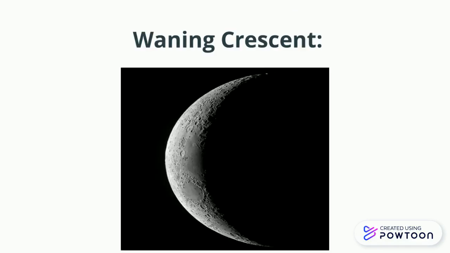During the waning crescent phase, a small sliver can be seen from Earth. This phase ends when the Moon and the Sun rise at the same time, which starts the lunar cycle over again, starting with the new moon.